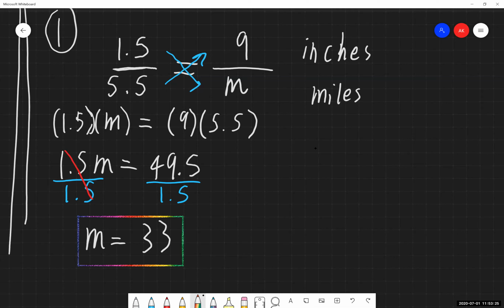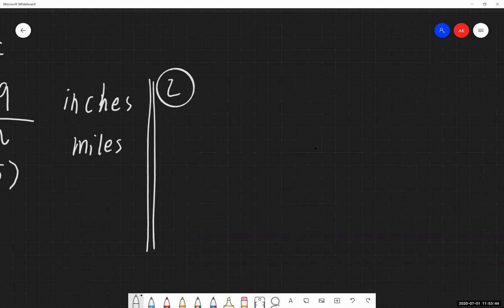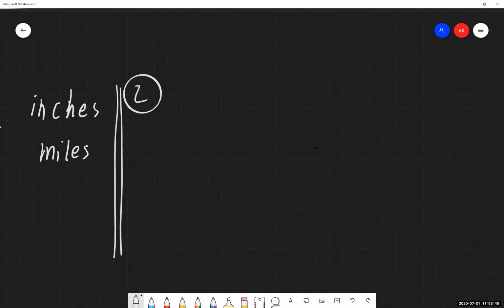So 9 inches is equivalent to 33 miles. We have our answer there. Taking a look at the second part of that story problem we have there, we are being asked how many inches is 32 miles equivalent to? Well, again, we're working with a very similar problem. We just have a different unknown. So get in the habit of fraction equals a fraction.